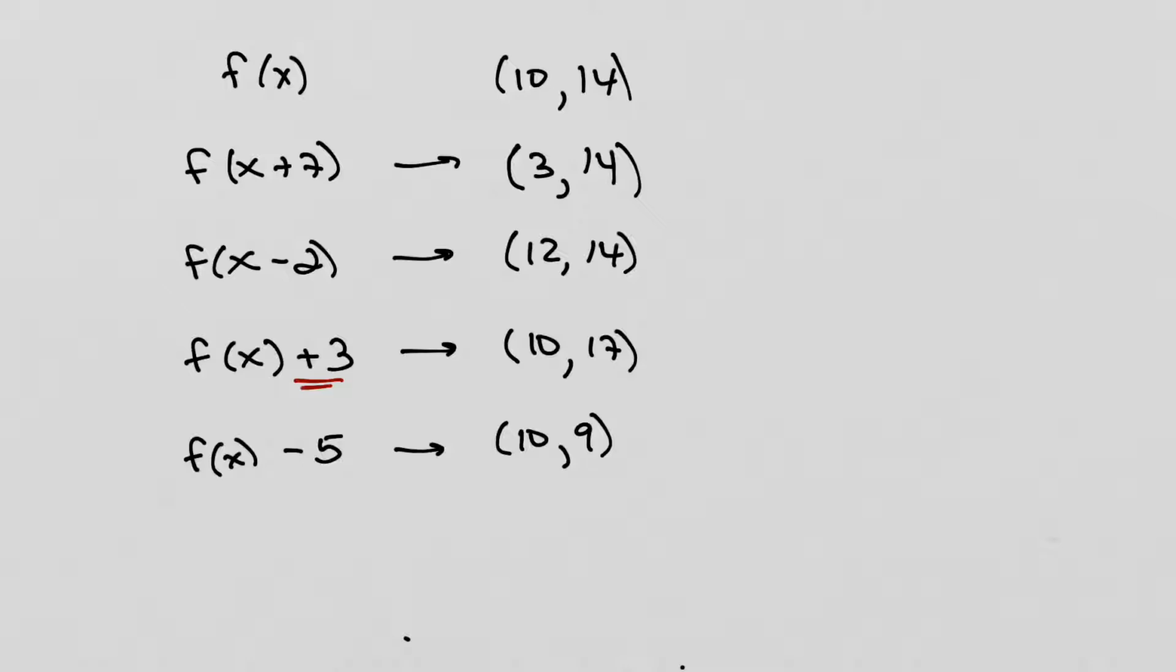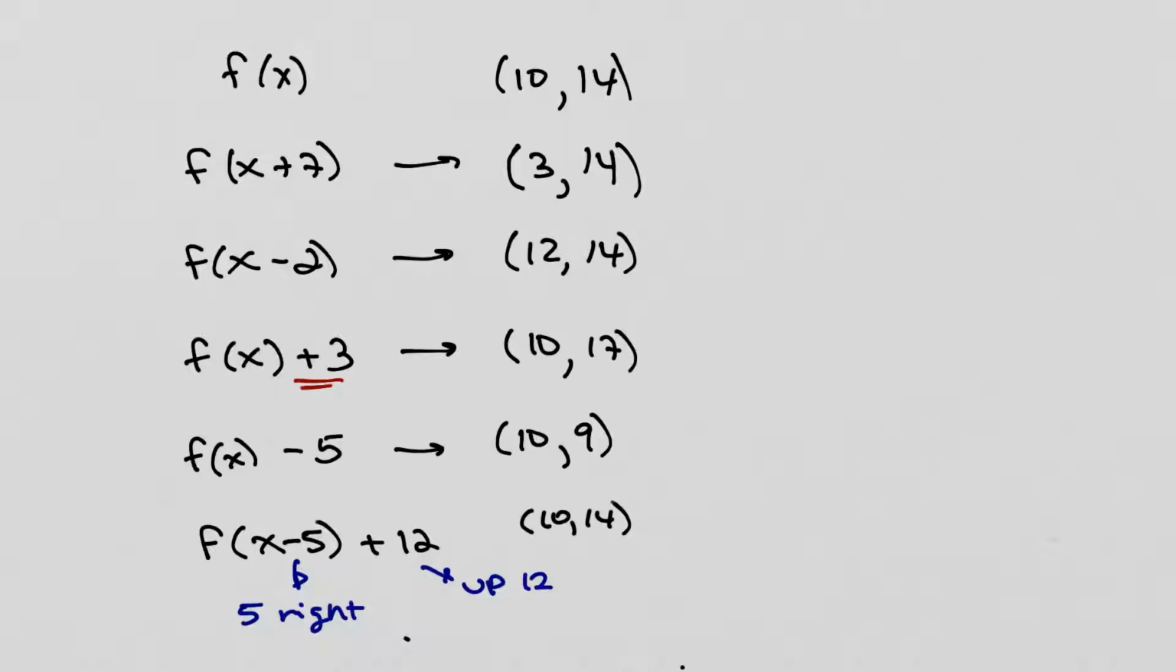Right? And we can mix and match these things as well. What about f of x minus 5 plus 12? Well, what that is going to do is that says to shift it 5 to the right, and that says to shift it up by 12. Right? So this point 10, 14 is going to get shifted 5 to the right, which will put me at 15, 14, and then it's going to be shifted up 12, which will put me at 15, 26. All right, these types of transformations are called static transformations.